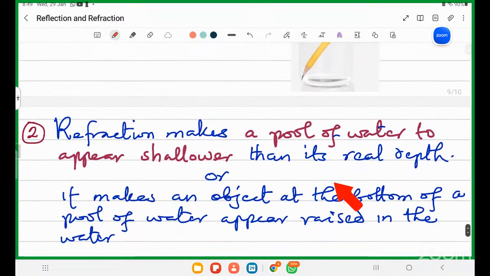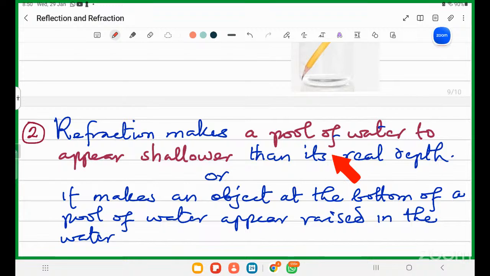The second effect is that refraction makes a pool of water appear shallower than it is. Like I explained earlier, it makes the pool appear not that deep, as if it is very close to the upper part. And it's a lie. It is not until you jump into the water that you discover yourself going down, down, down. It is refraction that made it appear nearer, shallower, but meanwhile, it is deep.